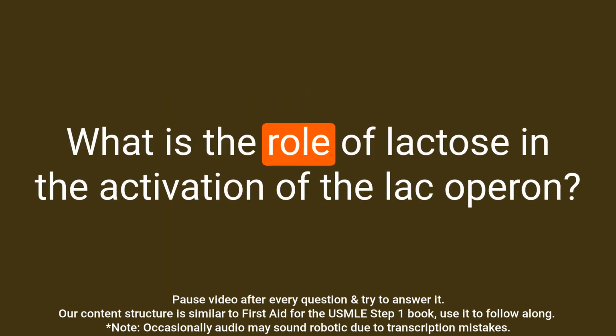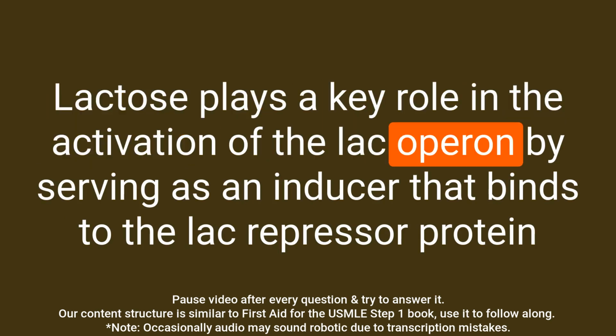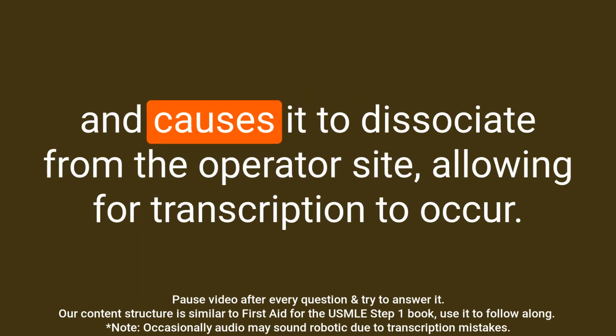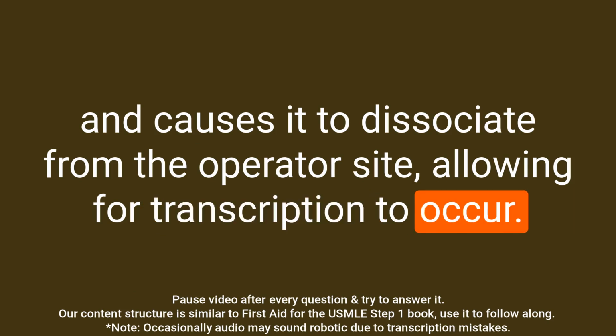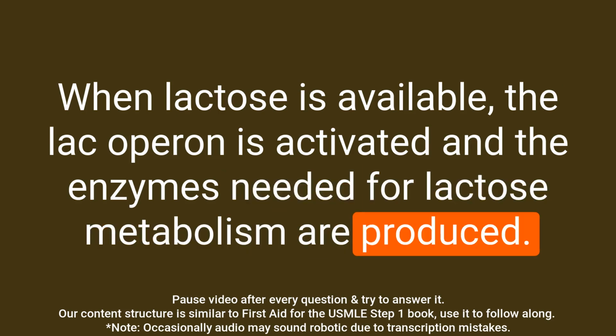Question: What is the role of lactose in the activation of the Lac Operon? Answer: Lactose plays a key role in the activation of the Lac Operon by serving as an inducer that binds to the Lac repressor protein and causes it to dissociate from the operator site, allowing for transcription to occur. When lactose is available, the Lac Operon is activated and the enzymes needed for lactose metabolism are produced.